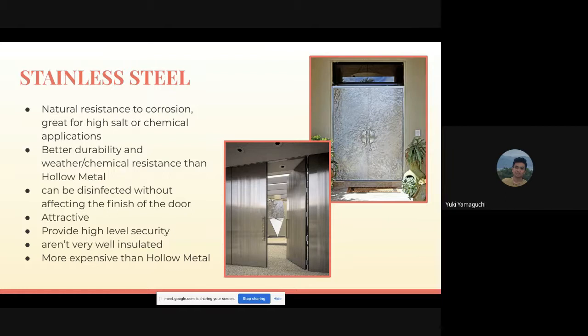It has better durability and weather or chemical resistance than hollow metal. It can be disinfected without affecting the finish of the door, unlike hollow metal doors. It is also attractive to look at. It provides high level security. It isn't very well insulated, but it's more expensive than hollow metal doors.